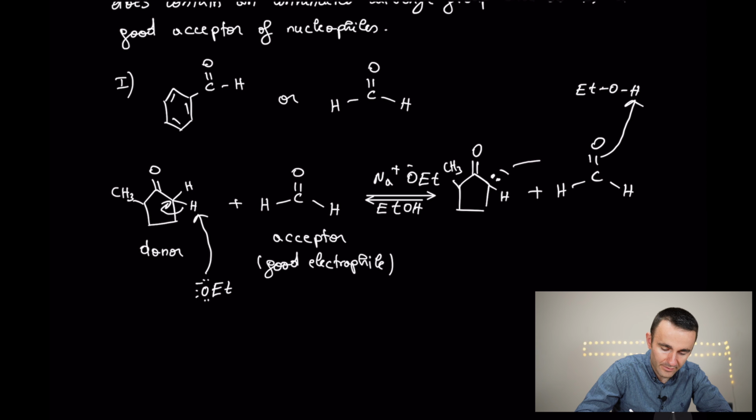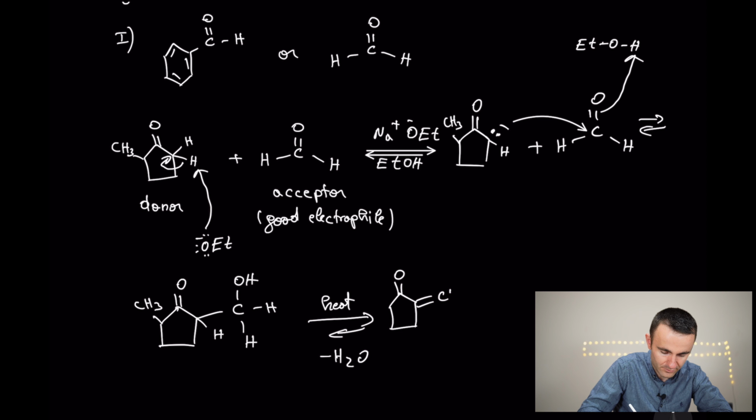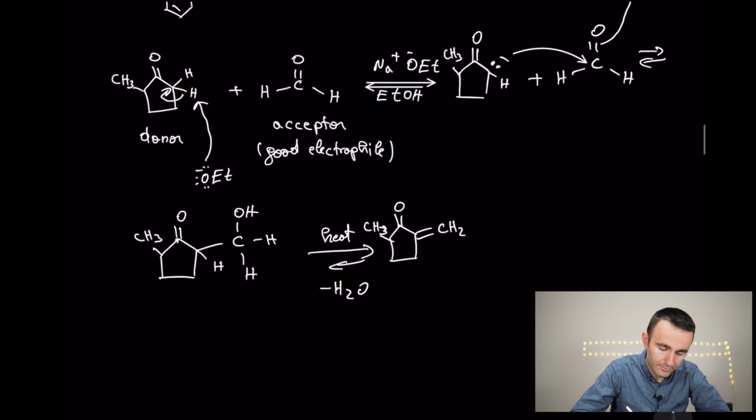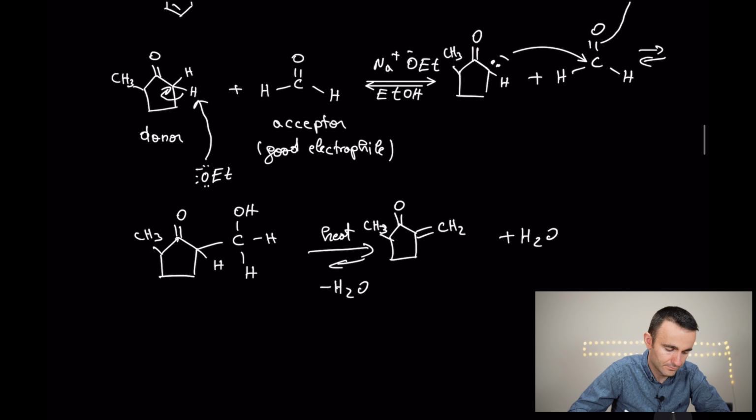Right, and the final product, heat, minus 1 molecule of water. So it's going to be an enone. A double bond is going to form here. Right, this is going to be the final product, plus the molecule of water.